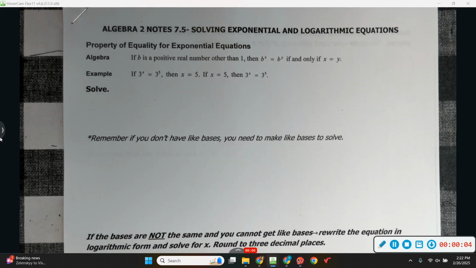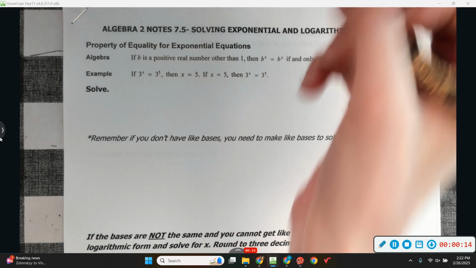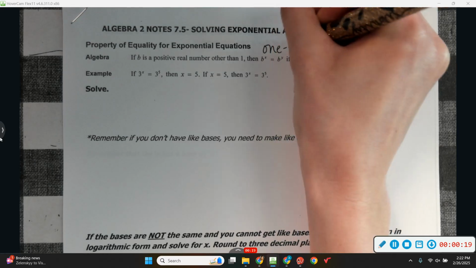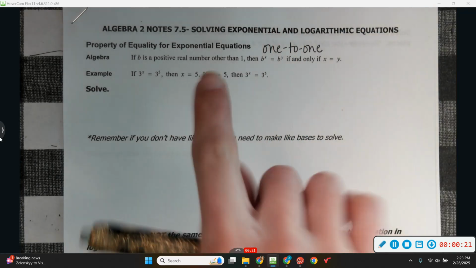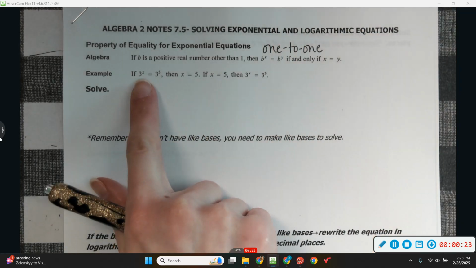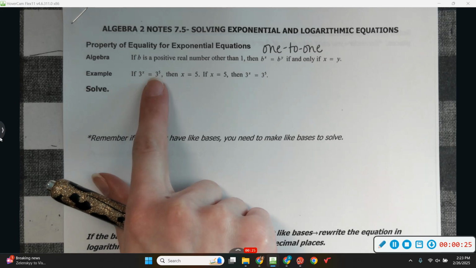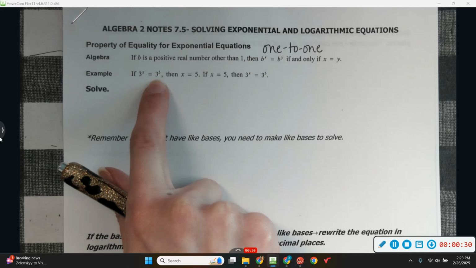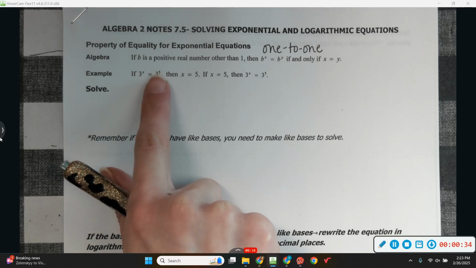Today we are going to do 7.5, which is solving exponential and logarithmic equations. To start with, we are going to look at the property of equality for exponential equations, and this is really what we call the one-to-one property. This is saying basically that if you have 3 to the x power equal to 3 to the 5th power, then x is equal to 5 because you have like bases. That's the one-to-one property, making your exponents also equal.